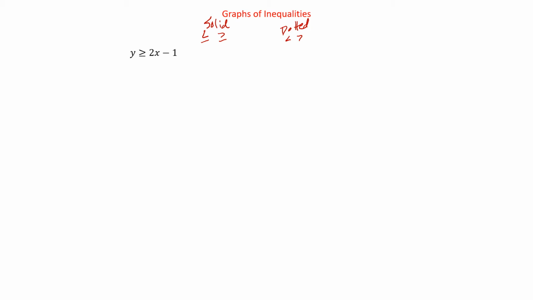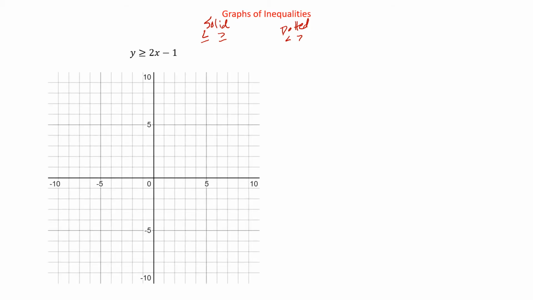So, an example, this one is in fact a line. We have y is greater than or equal to 2x minus 1. So it's an or equal to, which means that it's going to be a solid line. We're going to graph it. So it's in slope intercept. So we have -1, then we can go up 2 over 1, up 2 over 1, up 2 over 1. Connect the dots. So it's a solid line and it's greater than.